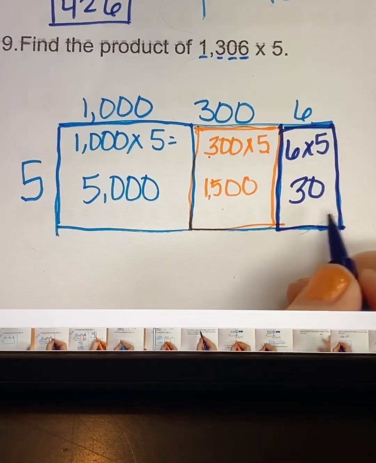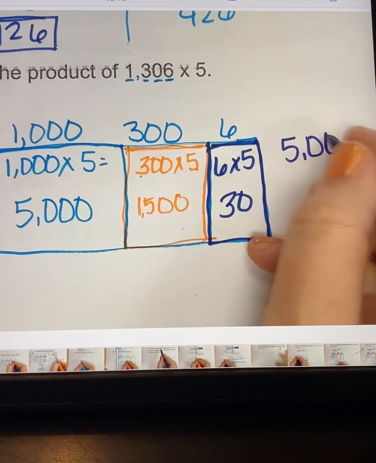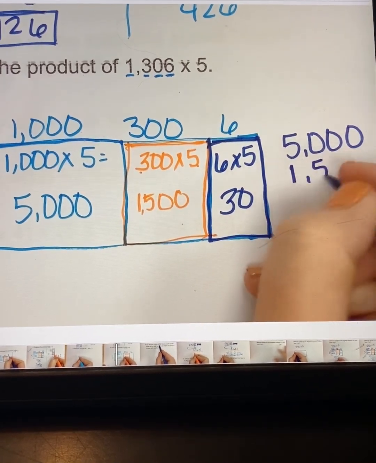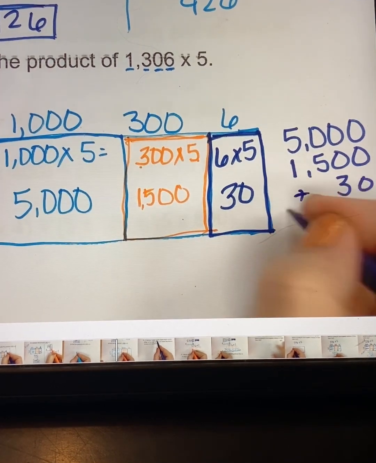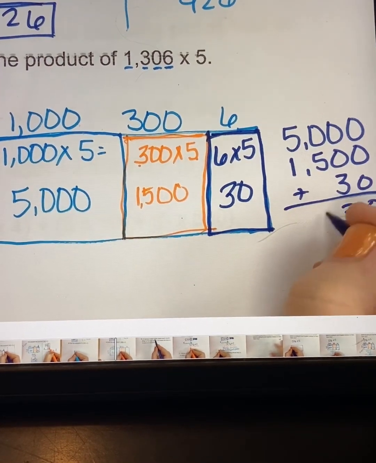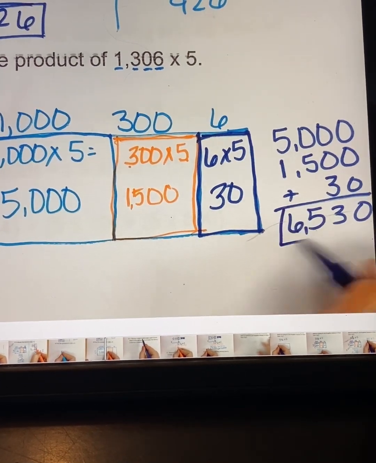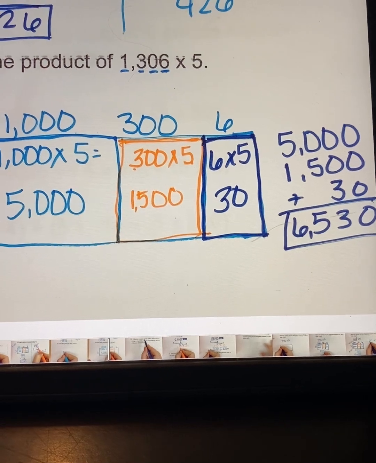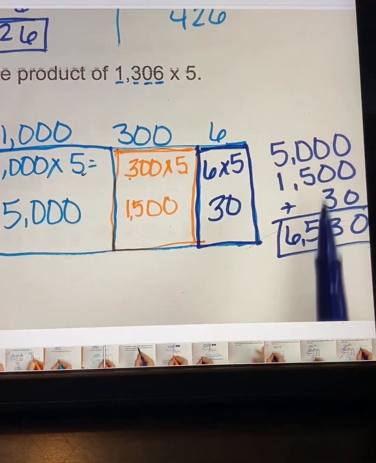I have my partial products, so now I can add. So I have 5,000, 1,500, and 30. When I add, I get 6,530 for my answer. So the product of 1,306 times 5 is 6,530.